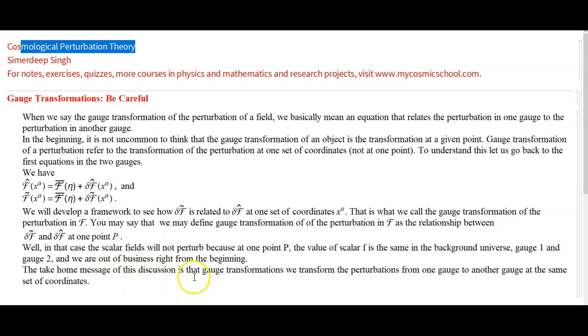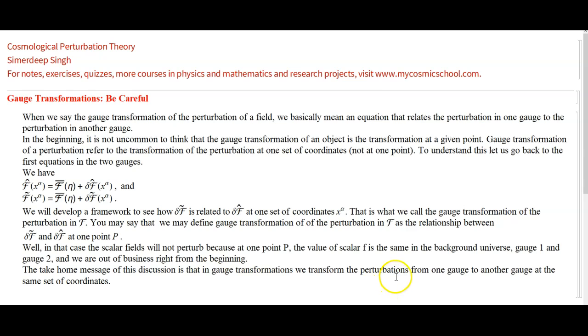And the take-home message of this discussion is that in gauge transformations, we perform the transformations from one gauge to another gauge at the same set of coordinates, not at the same point. At the same point, scalar fields are the same. So there is no transformation to begin with. And we are out of business right from the beginning if we define the gauge transformation to be the transformation at the same point. So gauge transformation is not the transformation at the same point, but at the same set of coordinates.